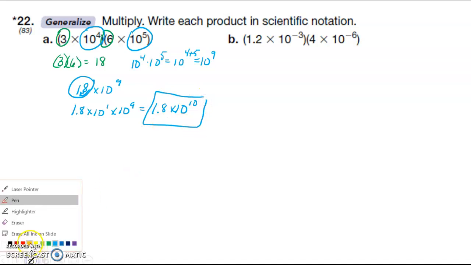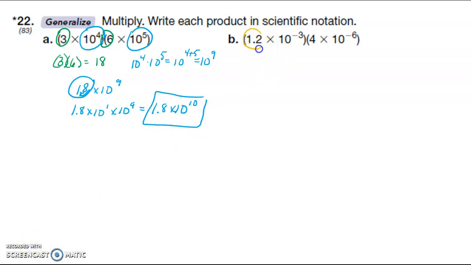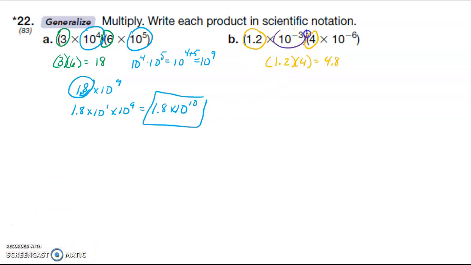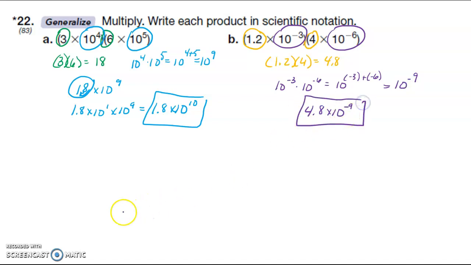Okay. So here I'm going to do the same thing. 1.2 times 4 is equal to 4.8. And then I multiply my tens. 10 to the negative 3 times 10 to the negative 6 is equal to 10 to the negative 3 plus negative 6, 10 to the negative 9. So I have 4.8 times 10 to the negative 9. That is scientific notation.